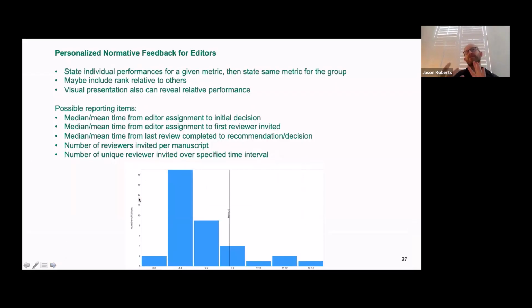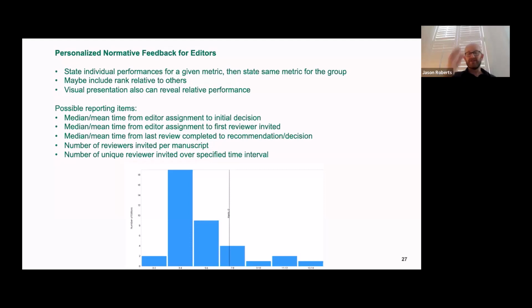Another thing that you could do with editors is deliver something called normative feedback, and some of you are probably very familiar with it. Others aren't. You will have come across this before. It'll be, this is you, and this is your peers, and here's the data. So what you might do in an editorial office is say, this is the mean turnaround time across all the manuscripts to initial decision, and this is your time. And then this is how you rank relative to all your colleagues.